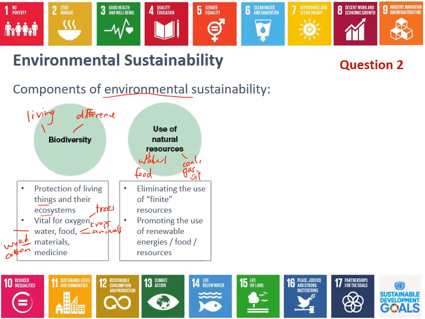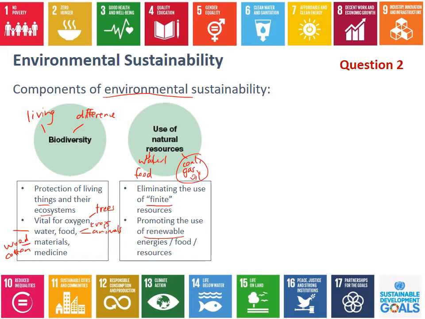So we need to eliminate the use of these finite resources. Finite meaning that they will finish. So coal, gas, and oil, once they run out, they take millions of years to be produced. So they'll be gone. So in order to eliminate the use of these resources, we need to promote the use of renewable resources.